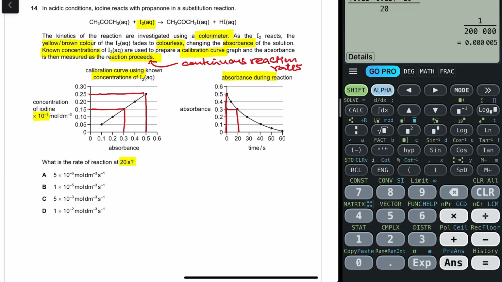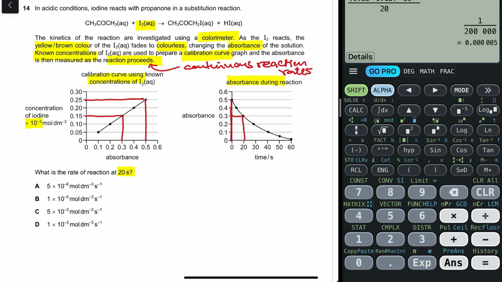Known concentrations of iodine are used to prepare a calibration curve graph, and the absorbance is then measured as the reaction proceeds. So the iodine is yellow-brown, and then it turns colorless. We are measuring the reaction as it proceeds, so it is a continuous reaction rate practical, and we are given two graphs.